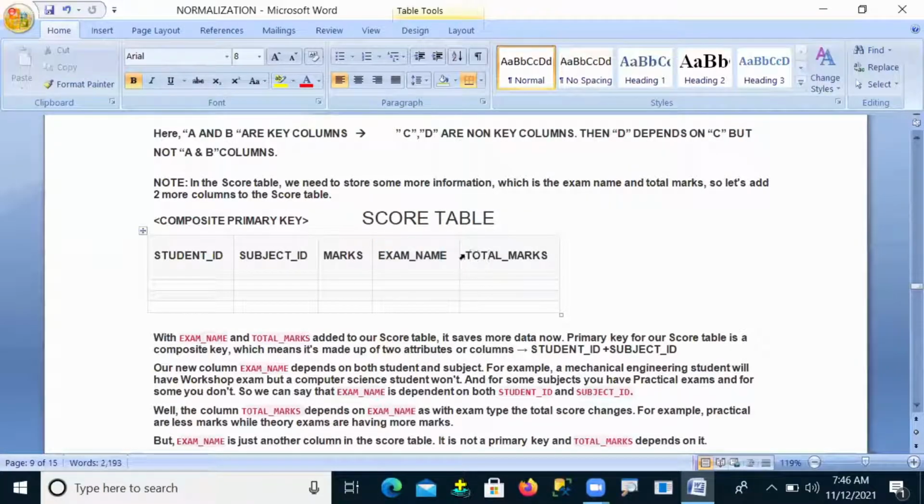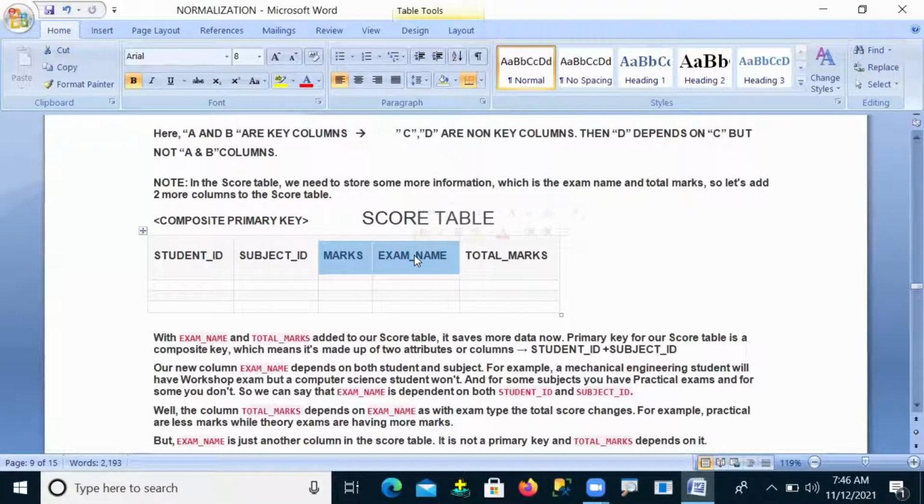But whereas when we come to total marks, the marks column depends on student ID and subject ID, and examination name also depends on student ID and subject ID. But total marks does not depend on student ID and subject ID. It depends on what now? Either marks or examination name. Total marks depends on either marks or else examination name. So on any one of these columns, there will be a dependency.